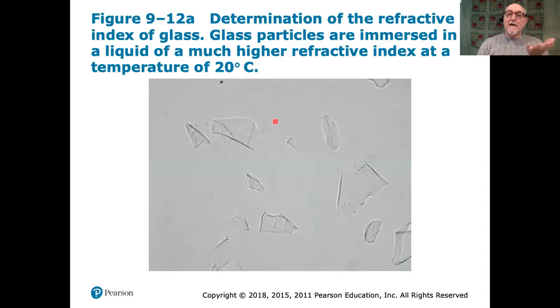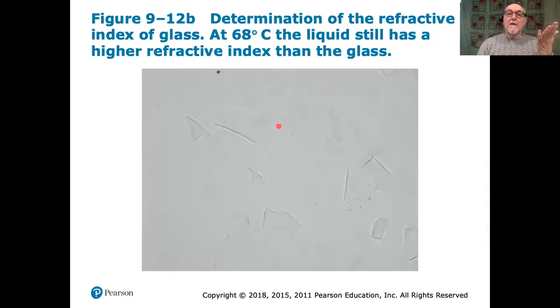So now we're going to start heating. This is room temperature. We're going to start heating the oil. And as we heat the oil, the refractive index, rather, of the glass falls, as it gets less and less, these lines begin to fade. Here, this is 68 degrees Celsius. They are still visible here.